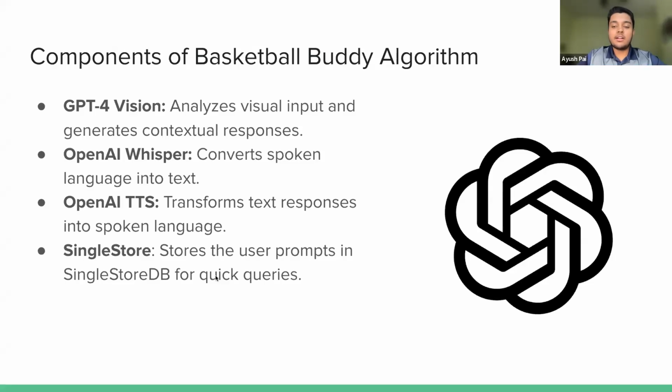Awesome. So that practical application of the GPT Vision API really showcases the versatility of real-time sports analytics with their basketball buddy algorithm. This algorithm is a multi-component system where we can transform the way we interact with live sports events. Firstly, it uses GPT-4 Vision, which comes into play in analyzing visual input from the game, making sense of the action on the court and generating contextual responses. This could range from player identification to strategy analysis.